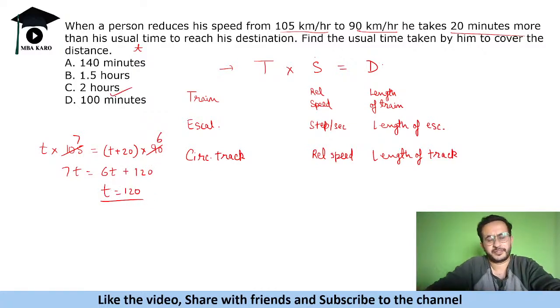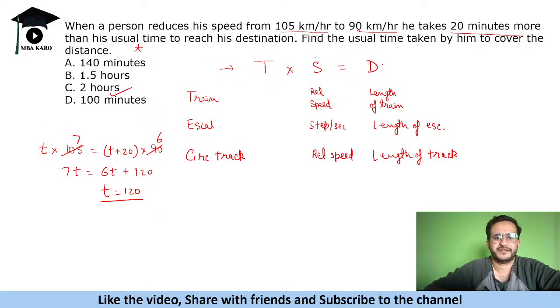So normal time is 2 hours. Okay, as simple as that. Now they might ask you a question based on it, that what is the distance traveled. So you multiply with that, right? So this is a pure simple question on time, speed, distance, that time into speed is distance.